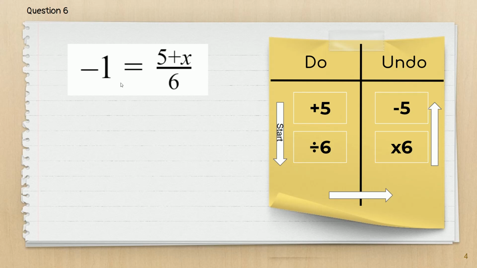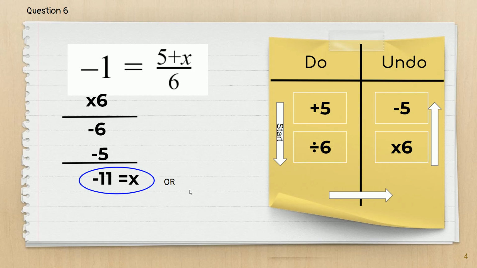So the first thing being done to negative 1 is that we are multiplying it by 6. And negative 1 times 6 gives us negative 6. And after we multiply by 6, we need to then subtract 5. So negative 6 minus 5 gives us the answer of negative 11. So the answer to our equation is negative 11 equals x, or x equals negative 11.